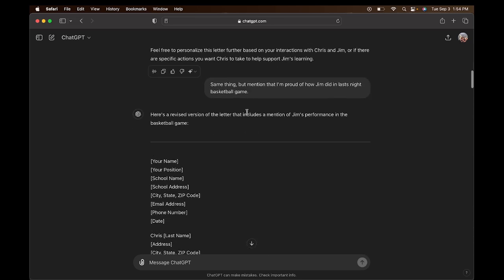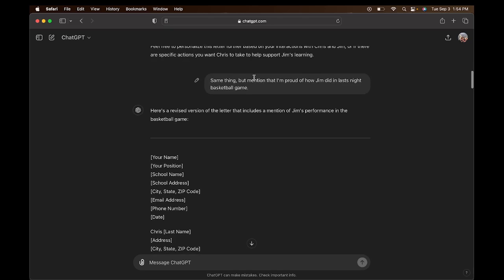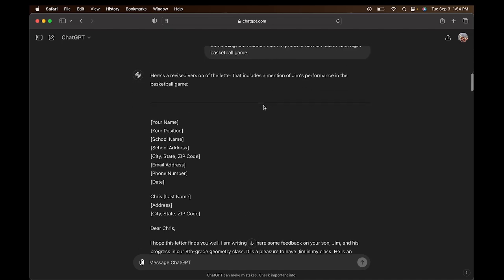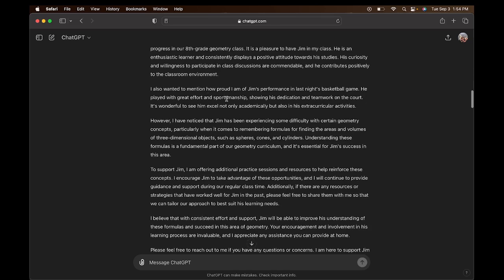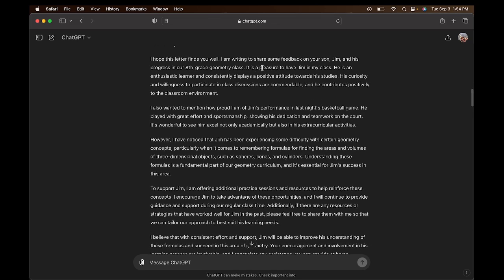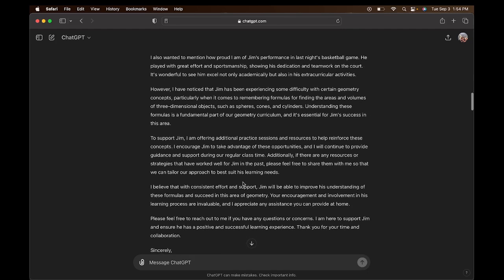first what I did was I wanted to personalize it a bit more, and I just pretended that Jim played basketball and I happened to hear about last night's game. So I wanted it to write a similar letter, but mention that I'm proud of how Jim did in last night's basketball game. Give it a little bit of personal touch. So what did it do? Well, it wrote basically the same letter, but now it actually brings in how he did last night in the basketball game.